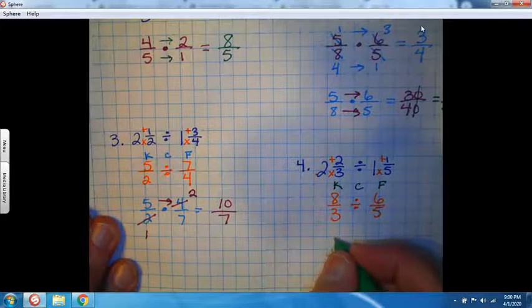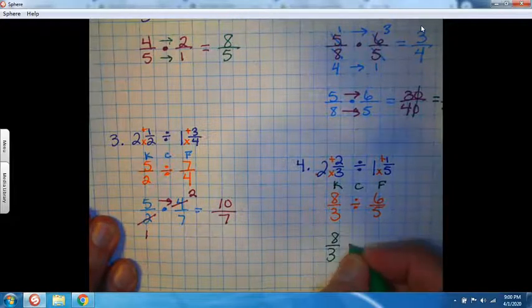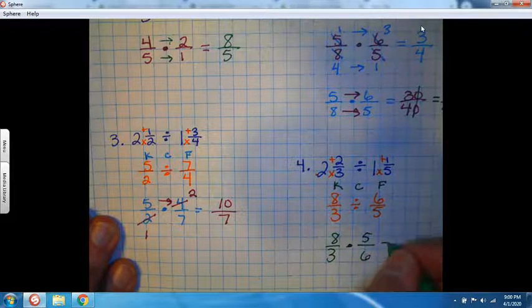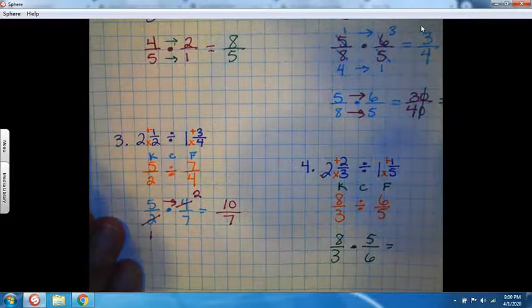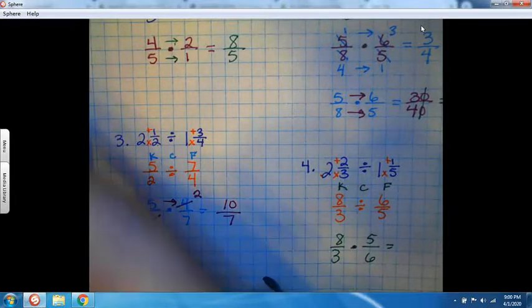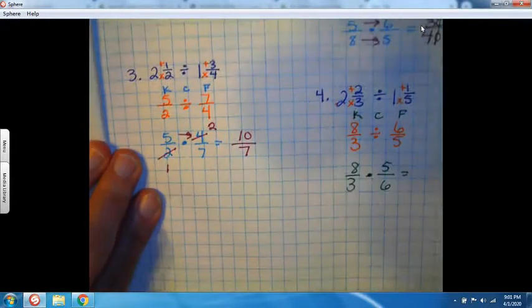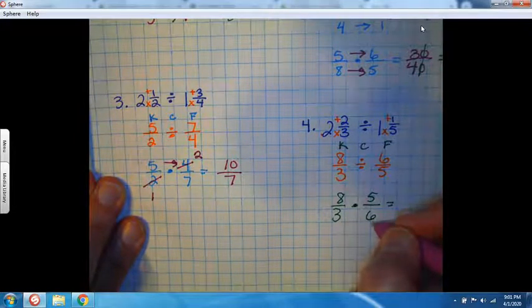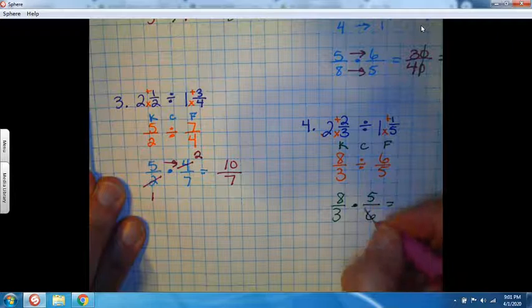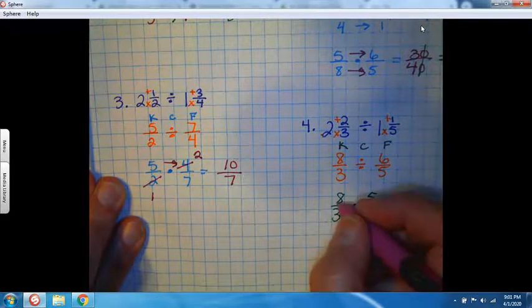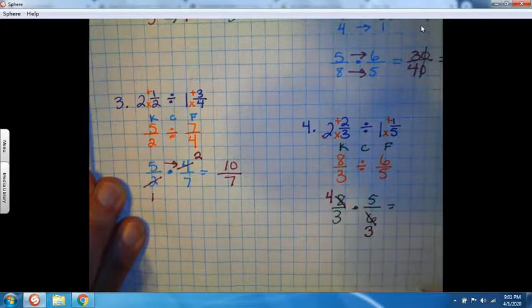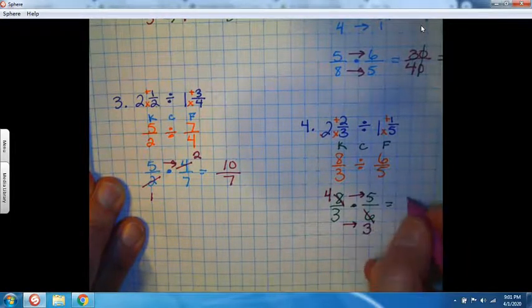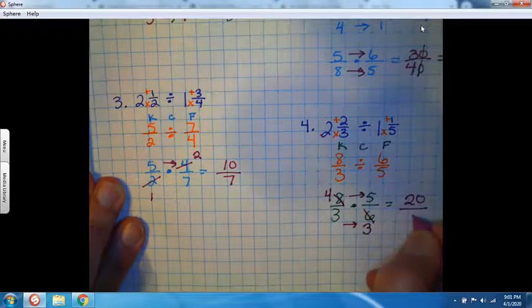Now do your keep, change, flip. So it's 8 over 3 times, change, 5 over 6. Okay, cross products here. 3 and 5, you can't do anything with it, so leave it alone. 8 and 6, greatest common factor of 8 and 6 is 2. 2 goes into 6 3 times, 2 goes into 8 4 times. Multiply straight across the top, straight across the bottom, and you get 20 over 9.